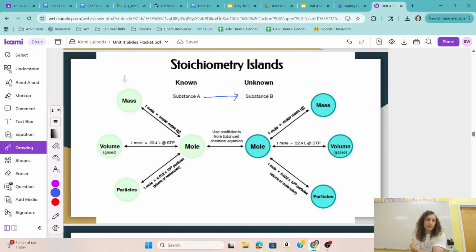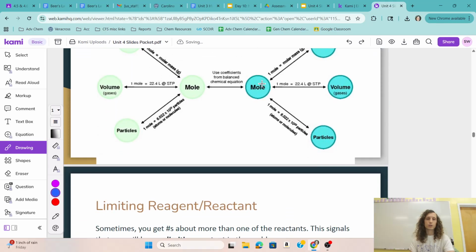So if I start with 10 grams of magnesium, and I'm asked how many grams of oxygen will I use up, I can't just go straight grams to grams. I first have to go to moles of magnesium using my molar mass. I can then use the coefficients from the balanced equation to get moles of that new substance, oxygen, and then I can use the molar mass of oxygen to finally get to the thing I was asked for. Yay!